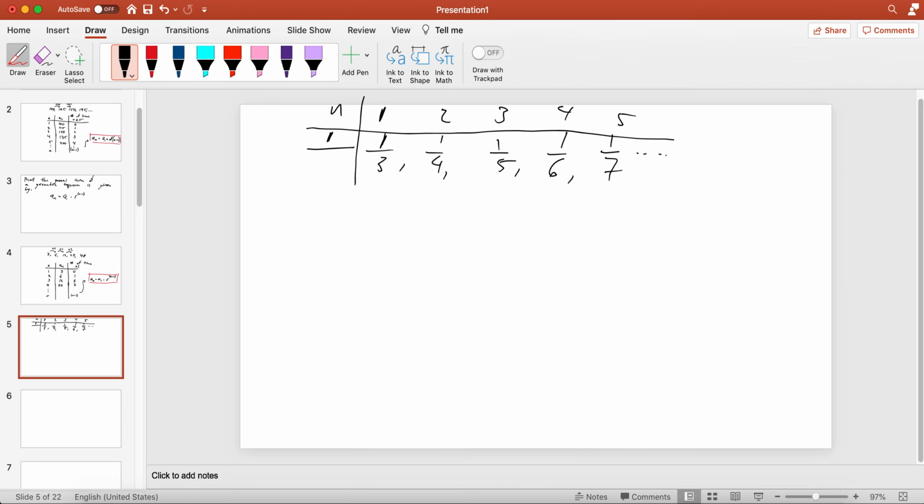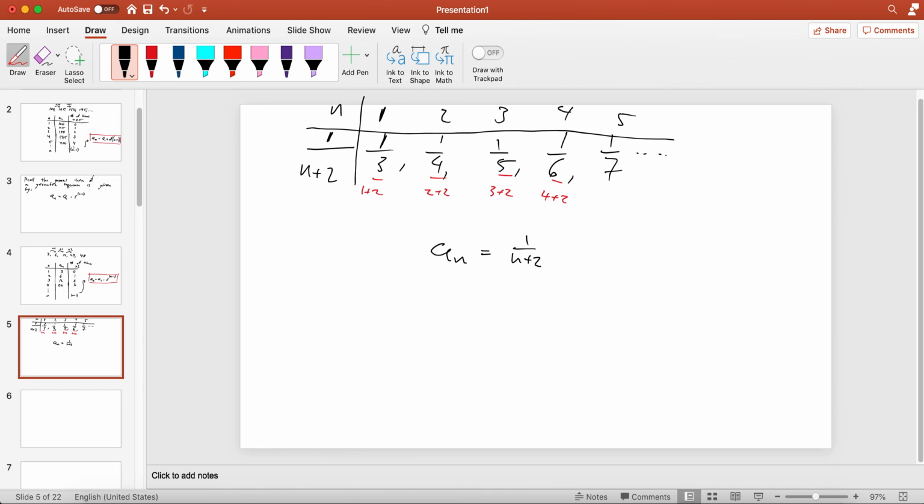Well, this is 1. 3 is 1 plus 2, right? This is just 1 plus 2, and this is 2 plus 2. And this is 3 plus 2. And this is 4 plus 2. So the nth term is just going to be 1 over n plus 2. Okay? 1 over n plus 2. So a sub n is equal to 1 over n plus 2.